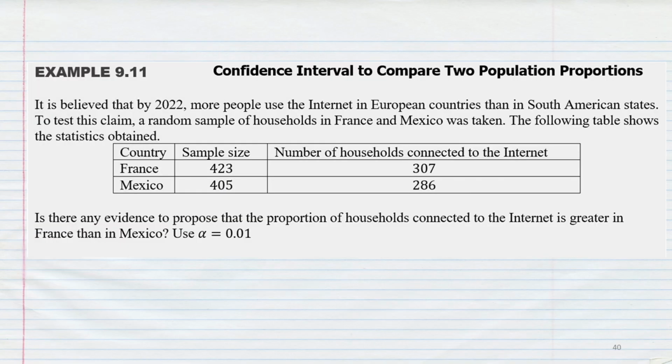Let's do problem 9.11 in the textbook. It is believed that by 2022, more people use the internet in European countries than in South American states. To test this claim, a random sample of households in France and Mexico was taken. The following table shows the statistics obtained. Is there any evidence to propose that the proportion of households connected to the internet is greater in France than in Mexico? Use alpha equals 0.01. Pause the video and use the cheat sheet provided in the textbook to solve this problem.